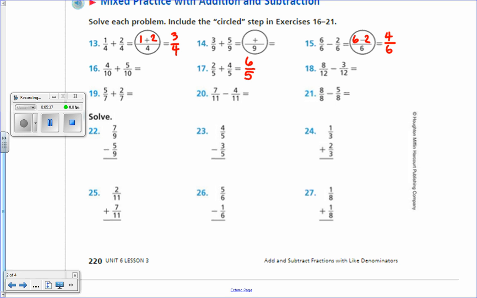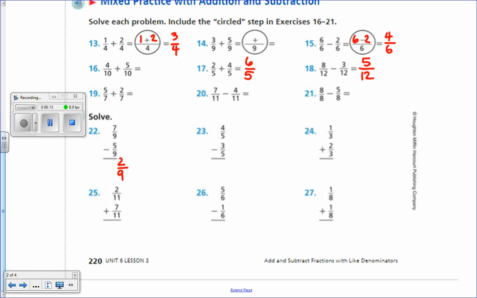So let's look at number 20. Let's do 18. Sorry, I want to do another subtraction one. 8/12 take away 3/12. Well, what's 8 take away 3? 5, and our denominator stays the same. So I need you to do 19, 20, and 21 on your own. Let's do 22 together. 7/9 take away 5/9 is going to be 2/9. That denominator stays the same.